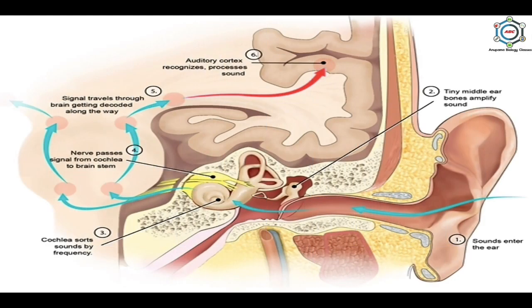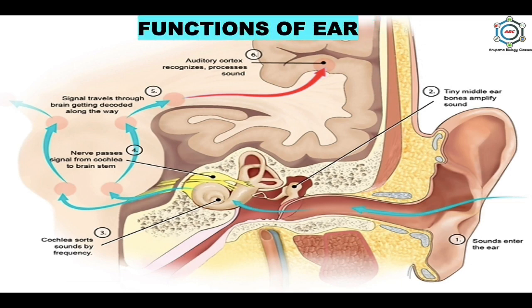Now the function of ear. In the function of ear, the first one is hearing. In the picture, you can see the process of hearing, which starts from points 1, 2, 3, 4, 5, 6, and the arrows indicate the process of hearing. So the first one, that is the sound, enters the ear.